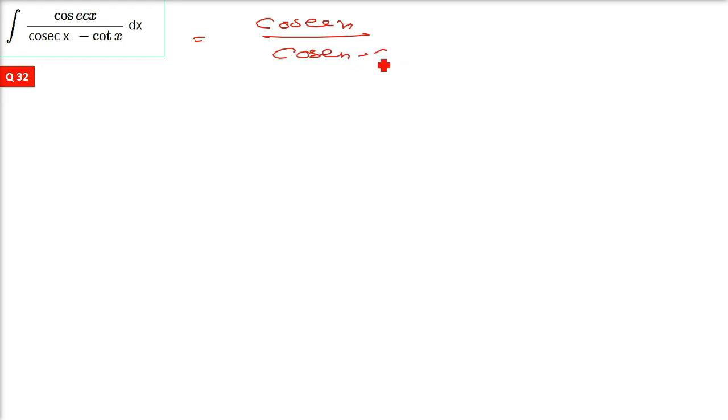So the same thing will be done here. Just multiply the numerator and denominator by the rationalization factor. The rationalization factor is exactly the same with a sign change. So we have cosec x minus cot x, so you have to use cosec x plus cot x in the numerator and denominator.